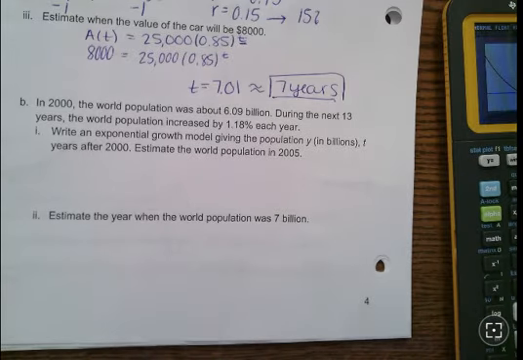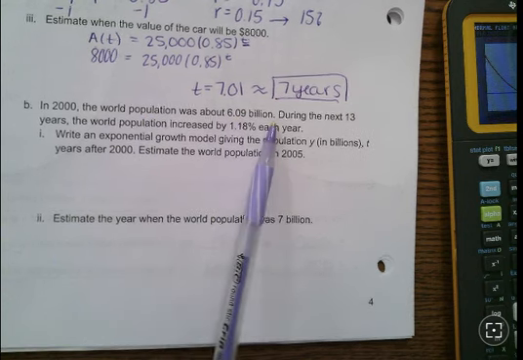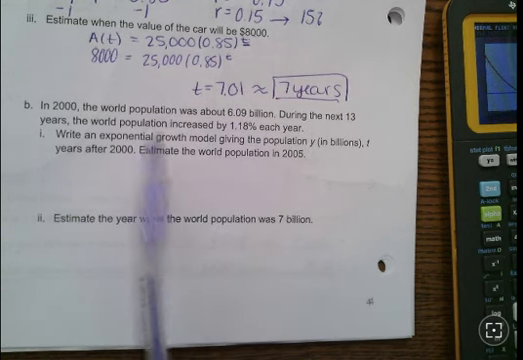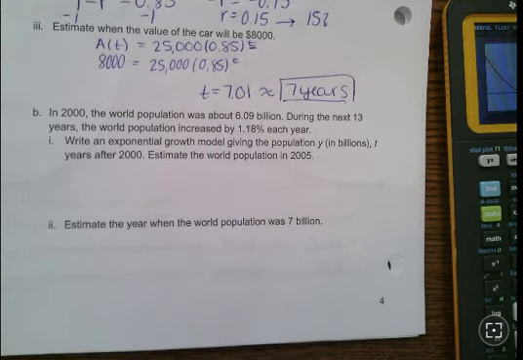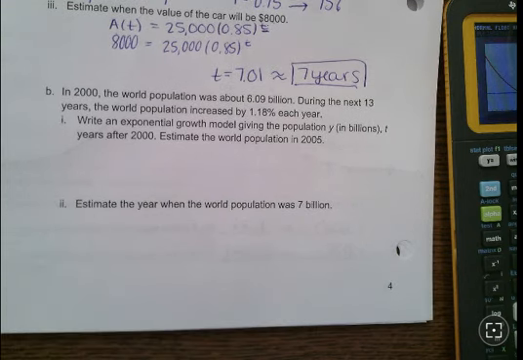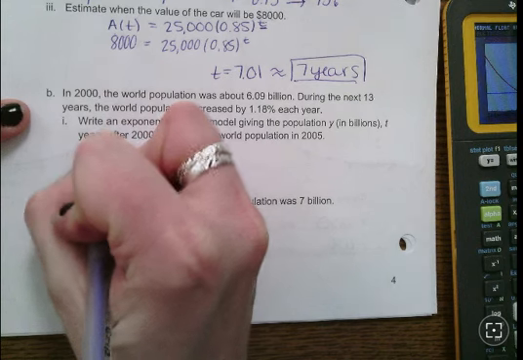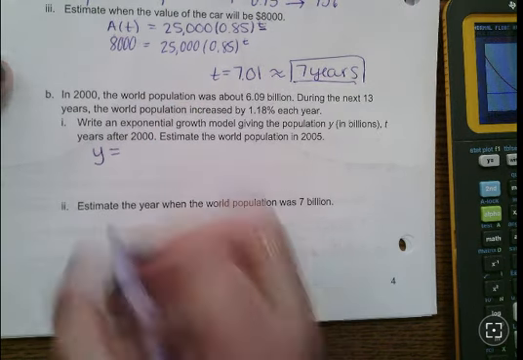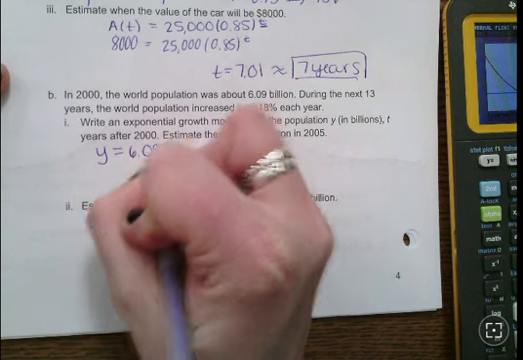Okay, so now let's look at an example of growth here. In 2000, the world population was about 6.09 billion. During the next 13 years, the world population increased by 1.18% each year. So write an exponential growth model to give the population y in billions after 2000. Okay, so y equals, we start with 6.09 billion.